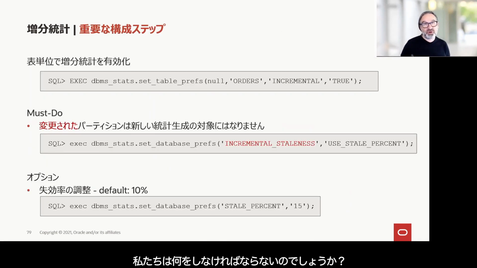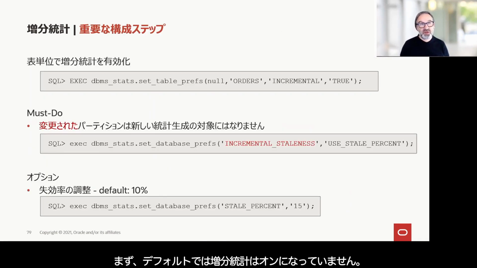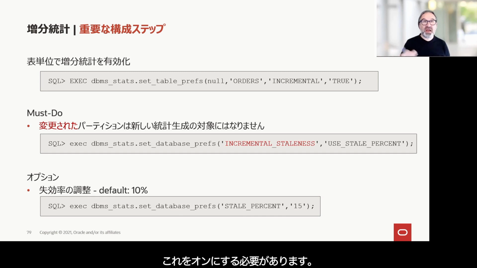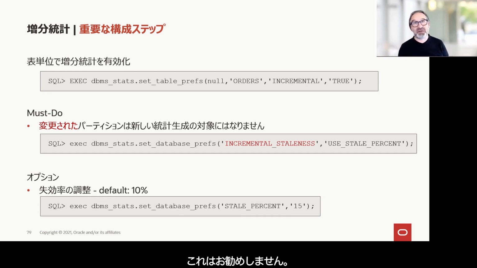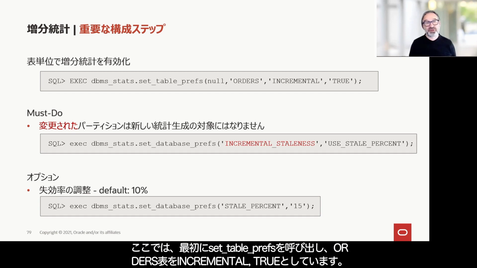What do we have to do? A few configuration steps. First of all, by default, incremental stats are not on. So you have to turn it on. Now you could turn it on at a database level. We disrecommend that. We recommend that you turn it on per table level. This is what we do here in the first call, set table prefs for the orders table incremental true.